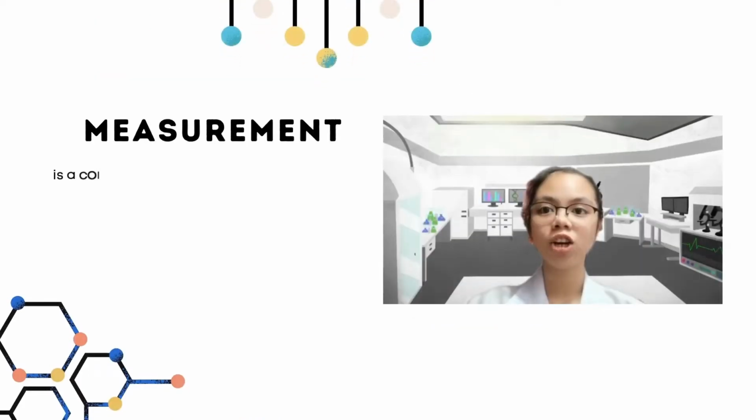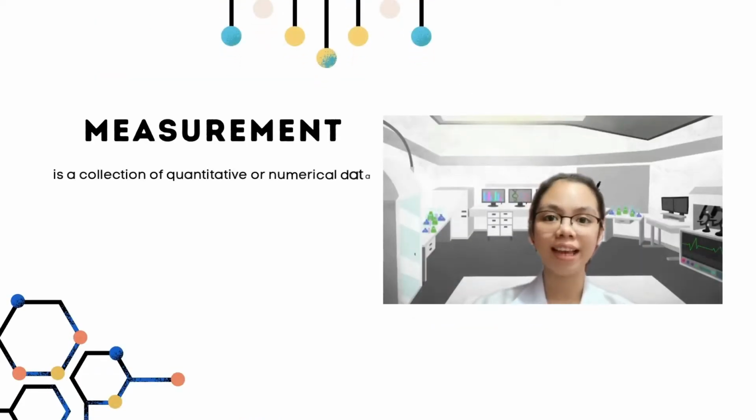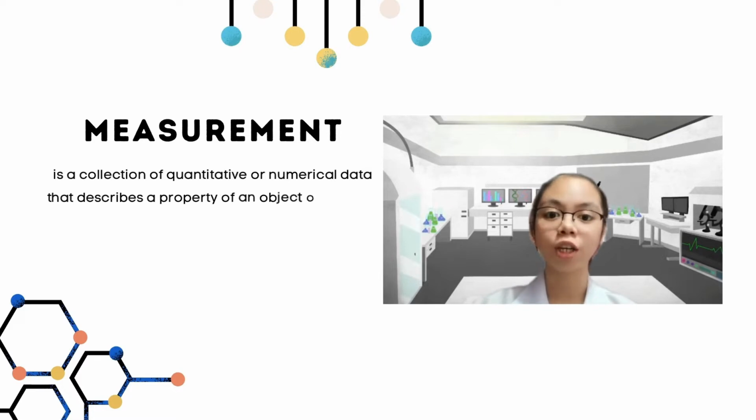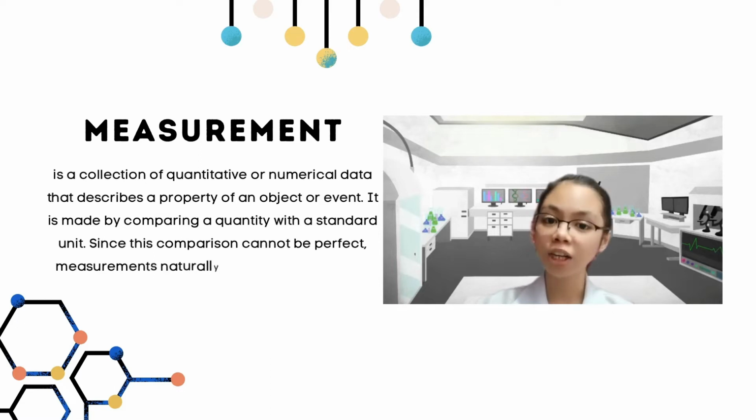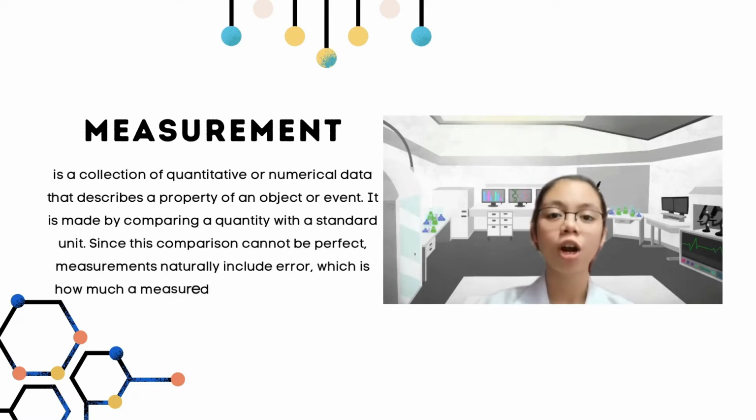A measurement is a collection of quantitative or numerical data that describes a property of an object or event. It is made by comparing a quantity with a standard unit. Since this comparison cannot be perfect, measurements naturally include error, which is how much a measured value deviates from the true value.